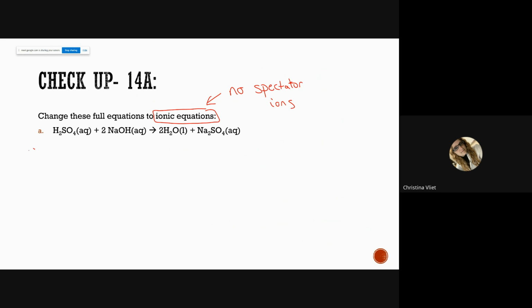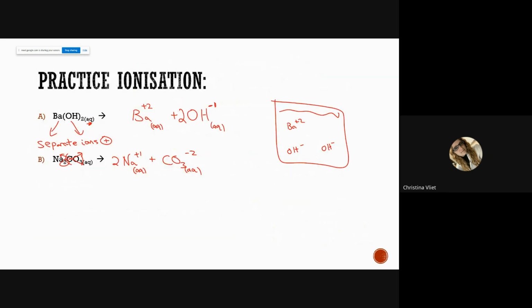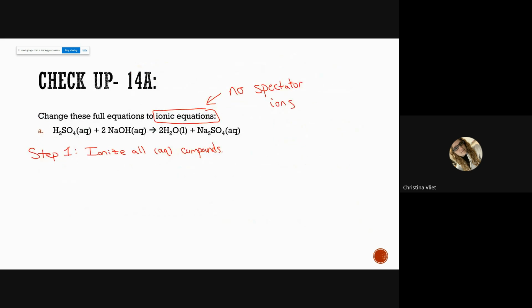So step one, what you should do, and once you get the hang of it, you may not have to do step one, but let's just do it to get the understanding. Step one would be to ionize all AQ compounds. What do I mean by that? Write them split apart, the same way that I did right here. We need to do this for every reactant and every product. So ionize all aqueous compounds, meaning show all the compounds that are dissolved in water.